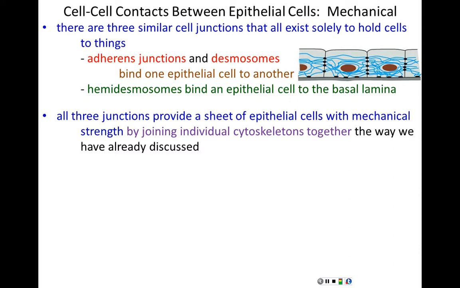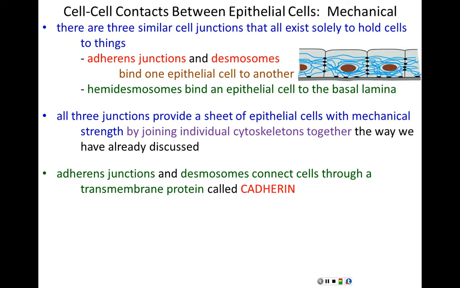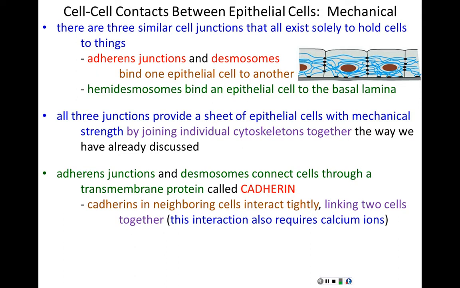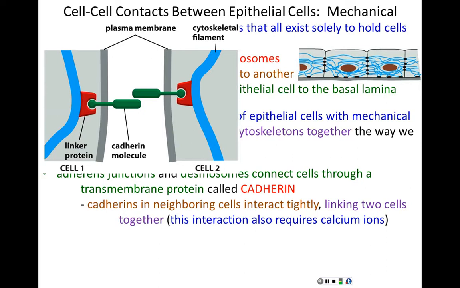Both adherens junctions and desmosomes connect individual cells to one another through transmembrane proteins called cadherins. That's C for calcium, and adherin, because the protein adheres things. So it's cadherin. Cadherins in cells that are next to one another interact tightly with one another, linking those two cells together. And this interaction requires calcium ions. That's why the cadherin, the C, is there. So it's pretty simple. It's as simple as that.